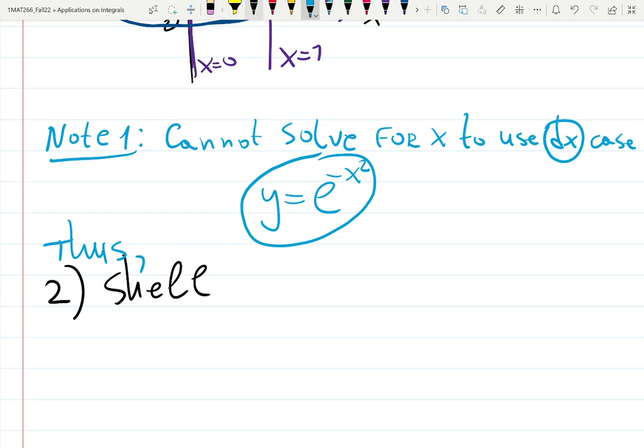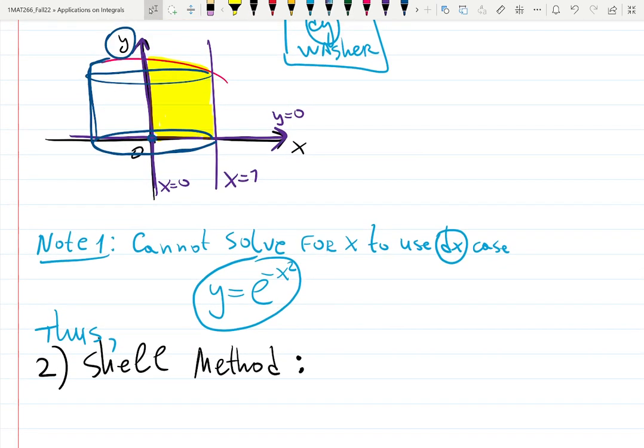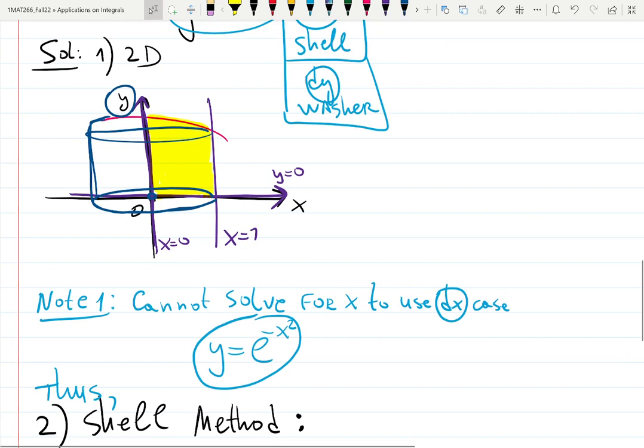Thus, I'm choosing the shell method. Not to solve for x, because it's impossible. Then I will keep... let's see. Is there a mistake or not?